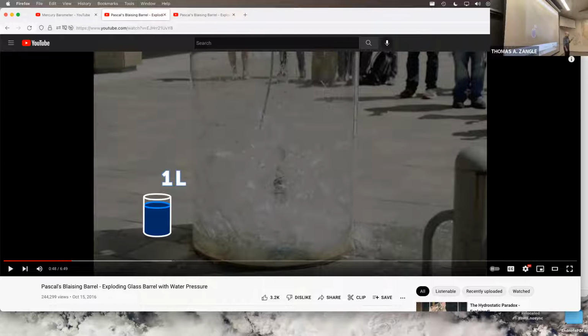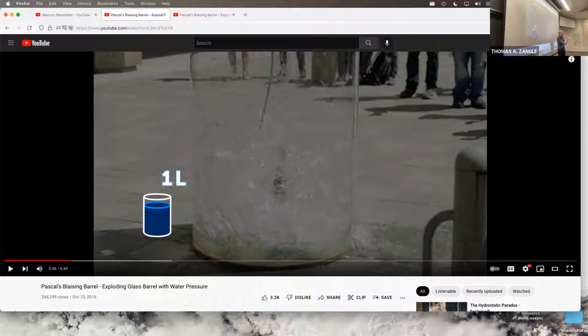And what happens here is we have this tube, which is leading to the glass barrel, and it's going up 150 feet. It's going up incredibly quickly. And what you're going to be doing is actually pouring this tiny, tiny amount of liquid into this super, super long tube. Right, so it doesn't take very much liquid.